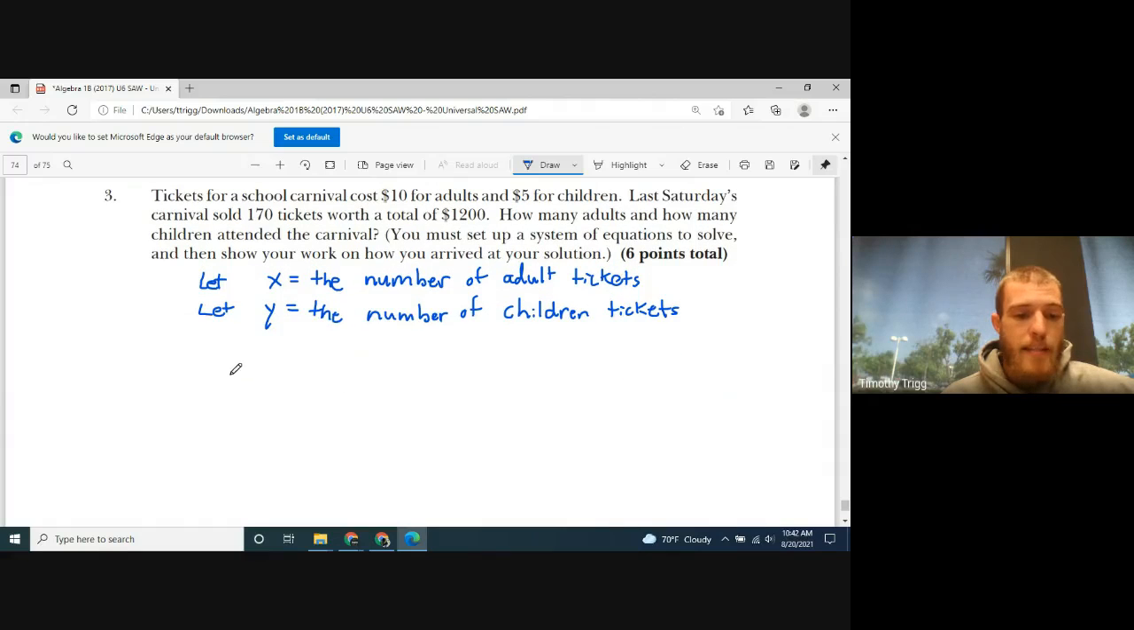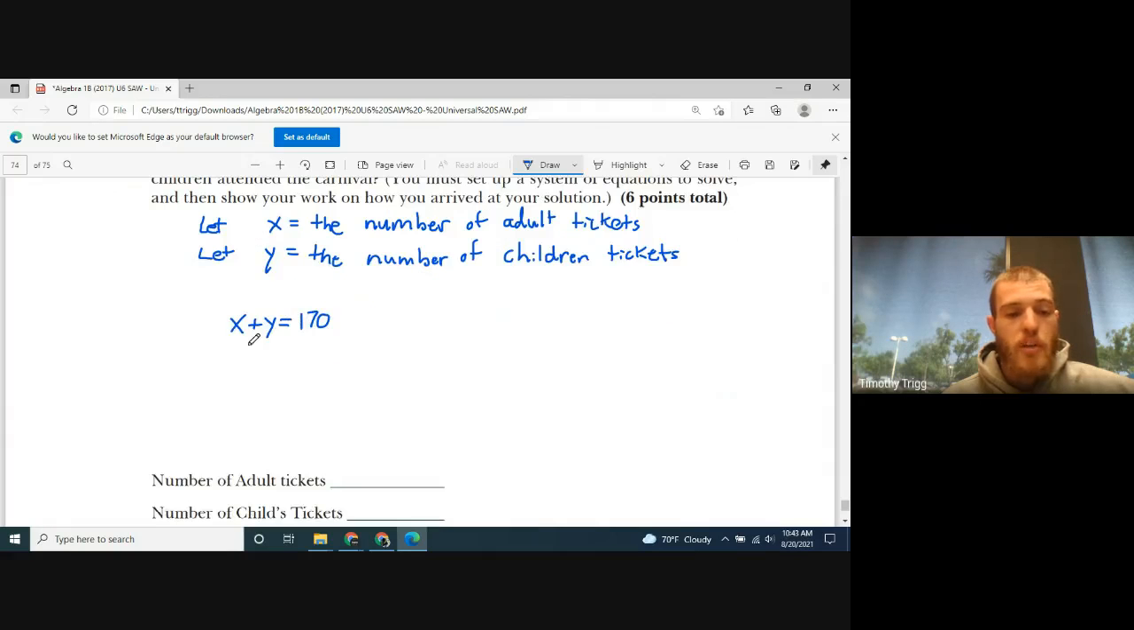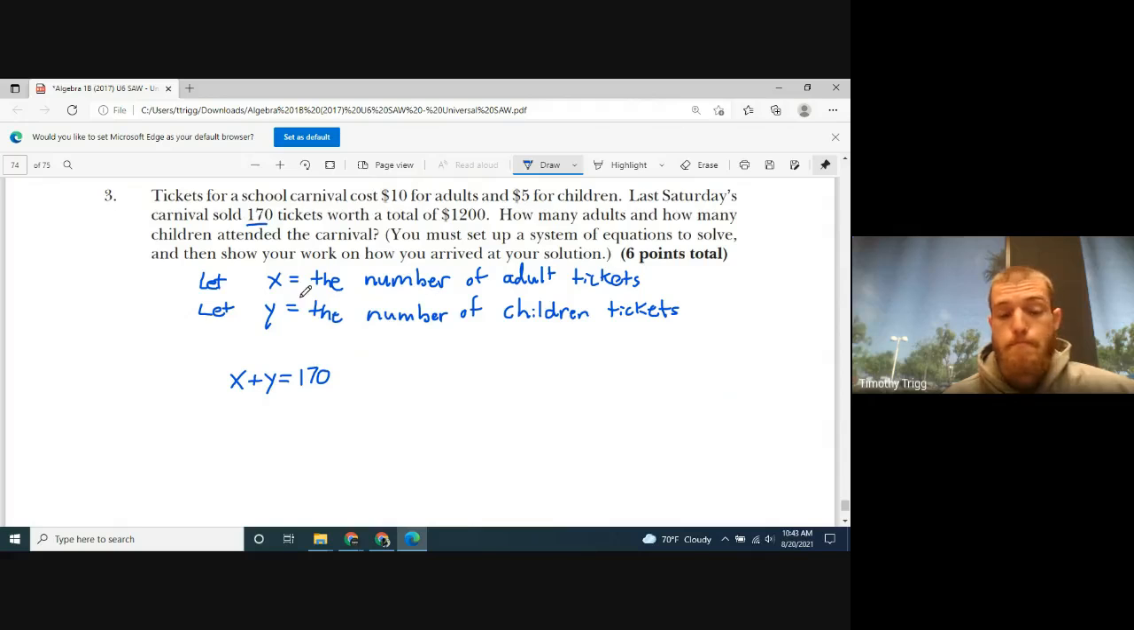So if we add the number of adult tickets plus the number of children's tickets, that'll equal how many tickets? Well, in this case, 170. So the number of adult tickets plus the number of children's tickets is 170 tickets in this case.